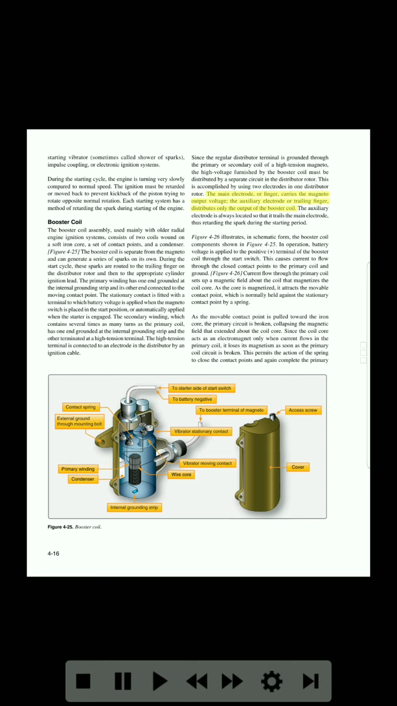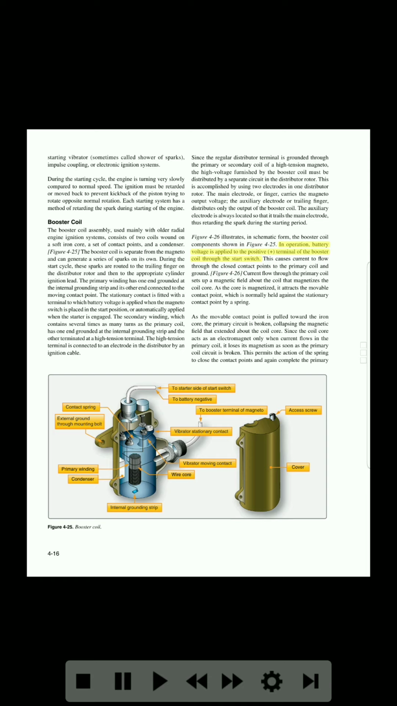The main electrode, or finger, carries the magneto output voltage. The auxiliary electrode, or trailing finger, distributes only the output of the booster coil. The auxiliary electrode is always located so that it trails the main electrode, thus retarding the spark during the starting period. Figure 4-26 illustrates, in schematic form, the booster coil components shown in Figure 4-25.